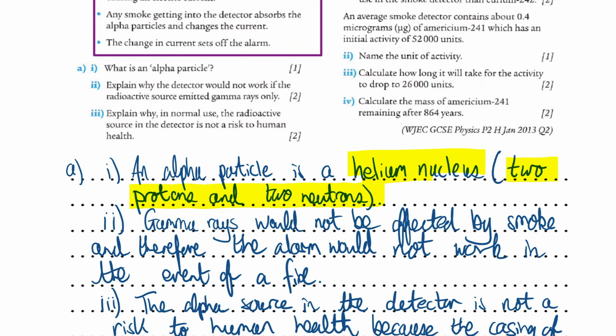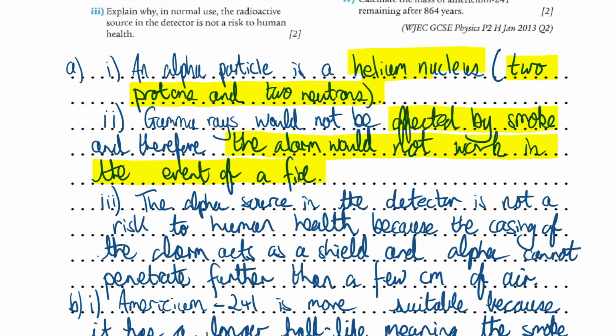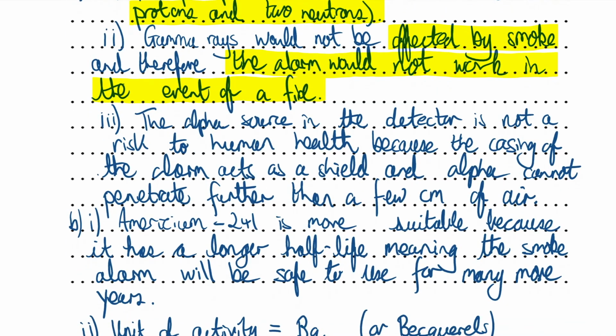Question 2, explain why the detector would not work if the radioactive source emitted gamma rays only. Well, gamma rays would not be affected by the smoke. They would penetrate through the smoke. So in the event of a fire, smoke would be produced, but it wouldn't affect the amount of gamma rays reaching the sensor, so the alarm wouldn't be sounded. So it would basically render the smoke alarm useless.